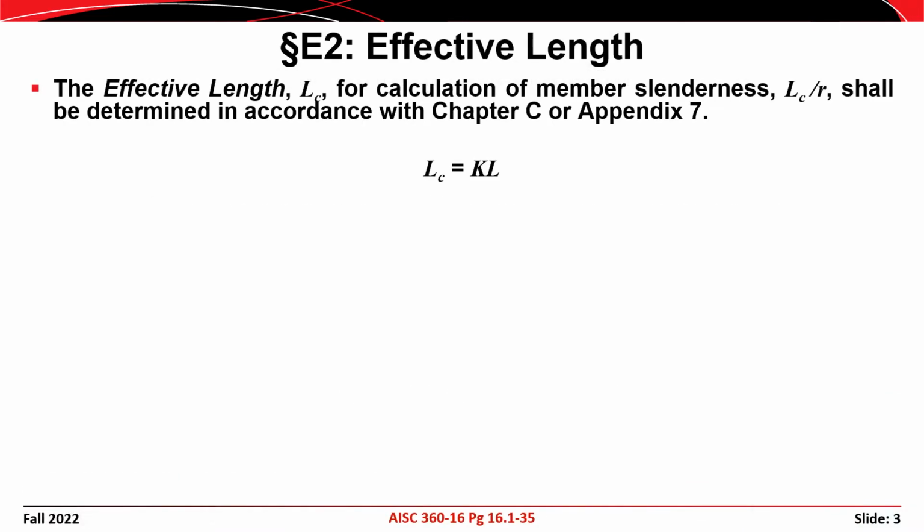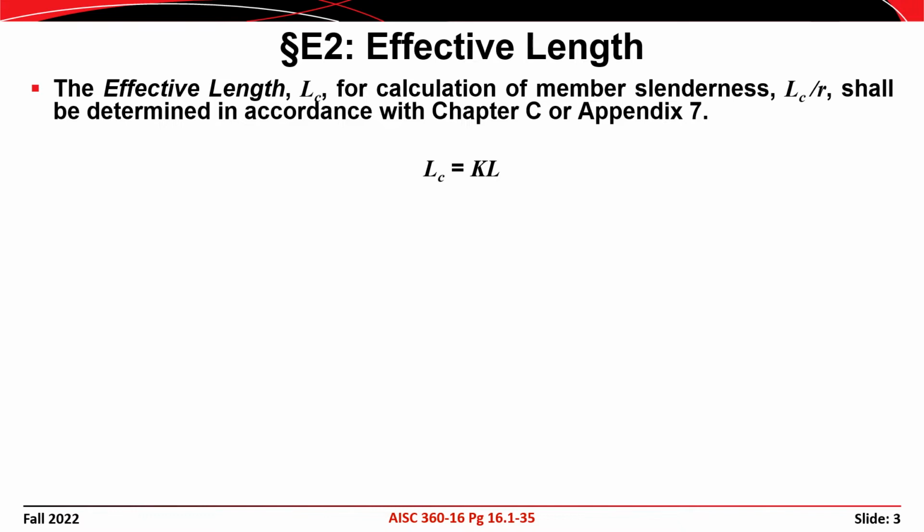Up to this point in our discussion of columns, we have taken the effective length, KL, as a given quantity. Typically, the length L is actually a given quantity that can be determined based on the structural layout that's being considered. However, the effective length factor, K, requires more discussion.